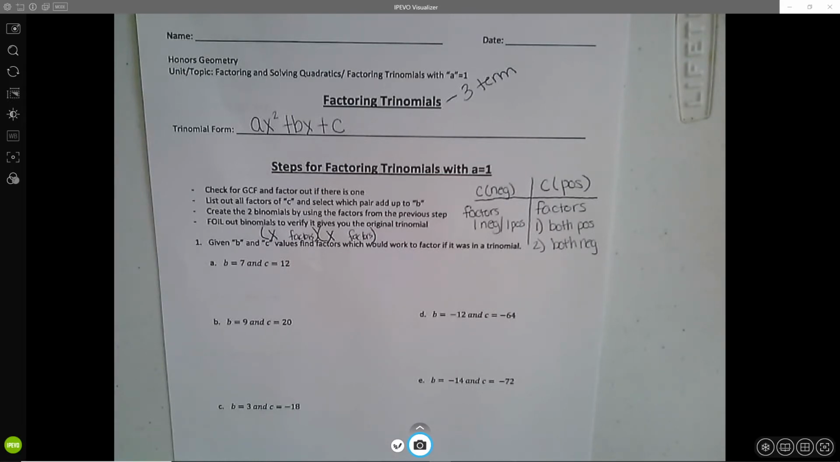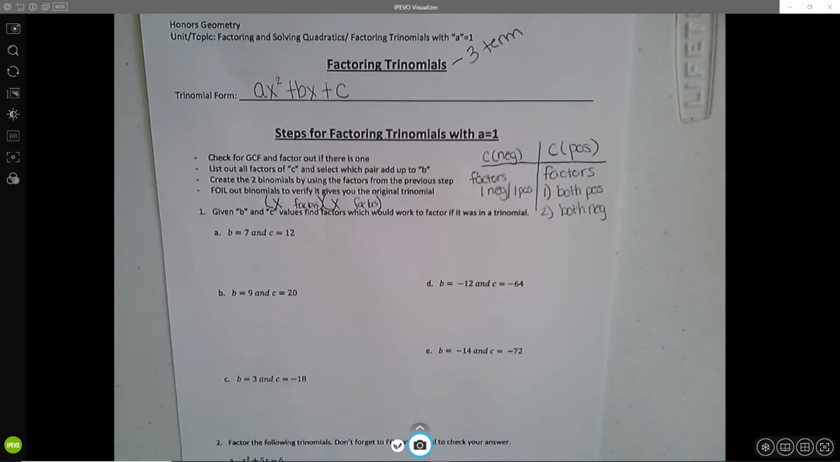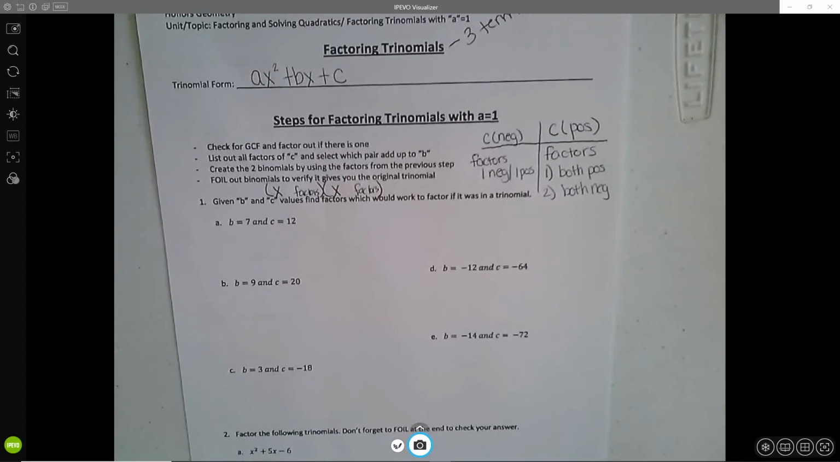Now let's look here at our first examples. These first examples are going to introduce us to that second bullet point under the steps, which is to list out the factors of C and select which pair adds up to B. So we're given a B and a C value. I want to list my factors of C and select which ones will add, or sum, to the B value.